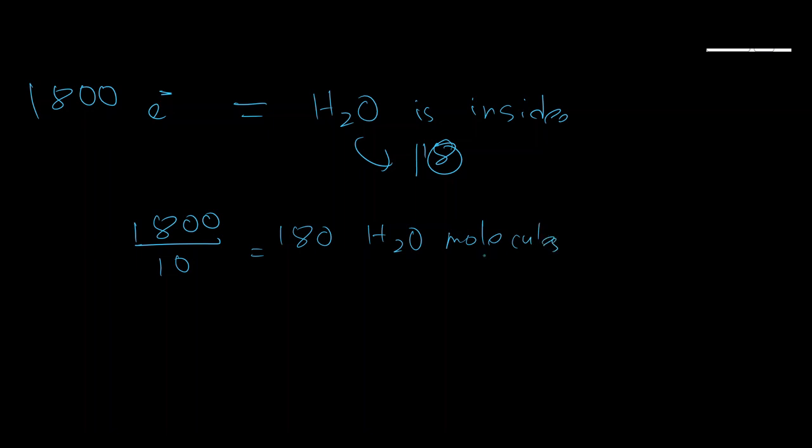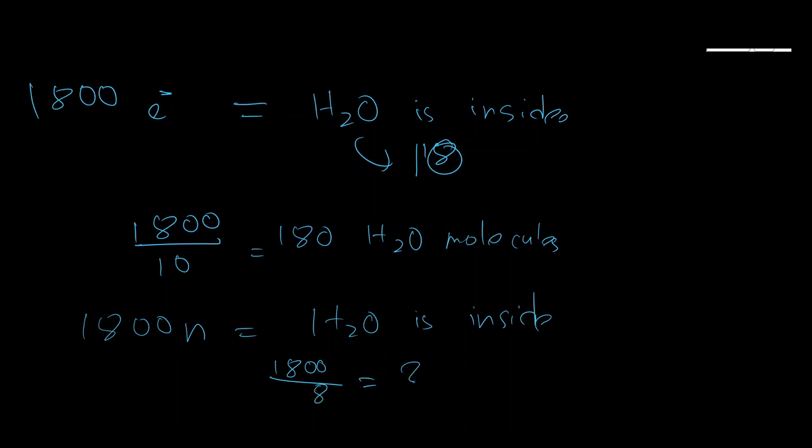Now, what happens if we are dealing with neutrons? Let's say we have 1800 neutrons now. How many H2O are inside? Well, now we have to find the number of neutrons in one H2O, which is 8. So this gives me 225 molecules. Okay, that was it.